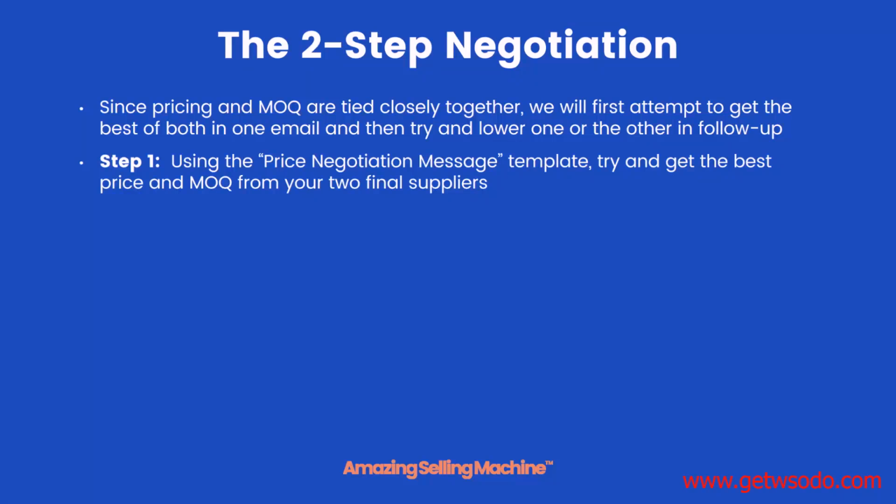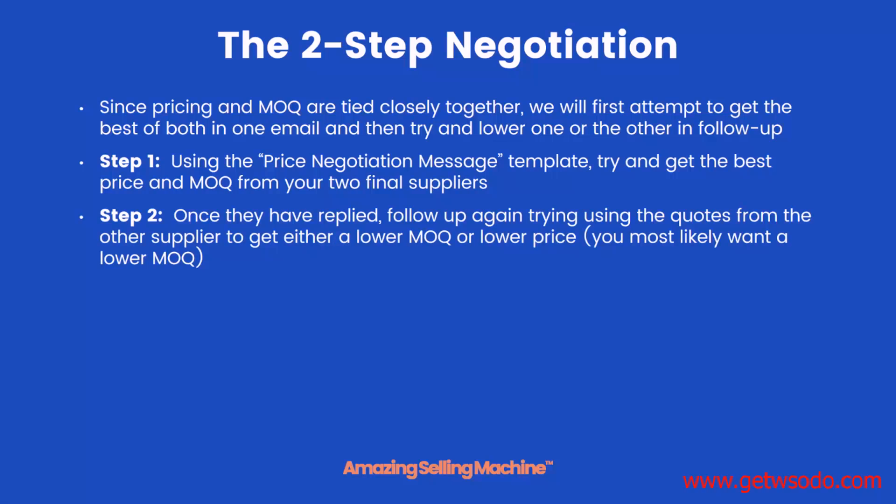So step 1, using the price negotiation message template, try and get the best price and MOQ from your 2 final suppliers. Feel free to tweak the message and put it in your own wording. It's just a template and a guide. You don't have to cut and paste it exactly. Now, once they've both replied, you'll want to follow up with both of them again using the quotes from the other to get either a lower MOQ or a lower price. And chances are you probably want a lower MOQ because that's really what's going to bring your costs down on your initial inventory investment.